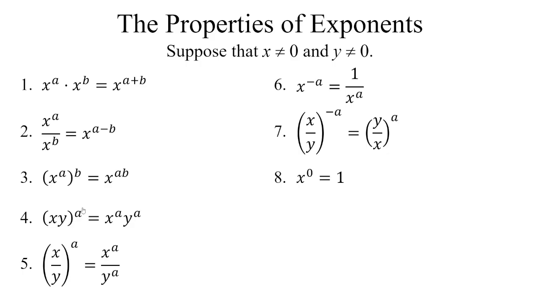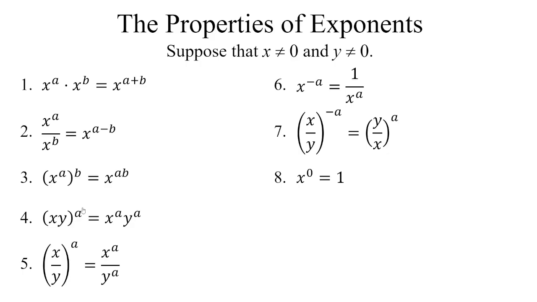The sixth one, when you have a negative exponent, you make it positive by writing that power under 1. The seventh property, when you raise a quotient to a negative exponent, you make the exponent positive by flipping the quotient over. And finally, when you raise a number to the 0 power, it is 1. Now, there is actually one exception to this. 0 to the 0th power is undefined, but anything else raised to the 0th power is 1.